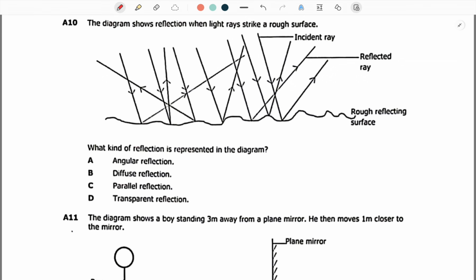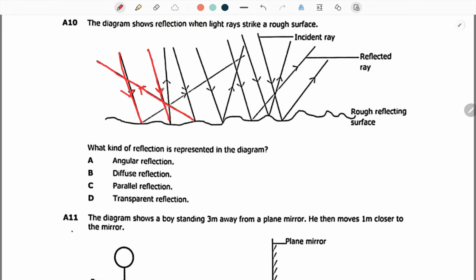The diagram shows reflection when light rays strike a rough surface. Now, I want you to look at what is happening. You have a ray of light which is coming in this direction. It hits, and there is another ray of light which bounces up like that. This could have been a shiny surface, but it's a rough surface, of course. But the fact that light is being projected upward means it's reflecting. That is the analogy you should use.